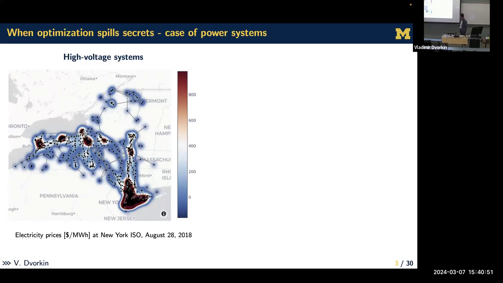For example, in the areas with high prices, we can reason about congestion in the network, right? We can also reason about the level of load, or the cost of generation in the system. These parameters have never been explicitly disclosed, but you can reason about them just by observing the optimal solution to our dispatch problem.